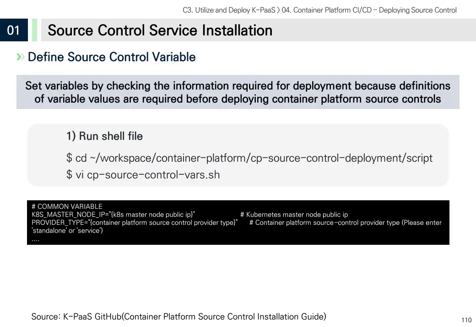Next is the procedure for defining source control variables. Before you deploy the container platform source control service, you need to define the variable values. To do this, you need to set the variables by checking the information required for the deployment. Proceed to the following path: workspace, container-platform, cp-source-control-deployment, script. Then edit the cp-source-control-vars shell file.